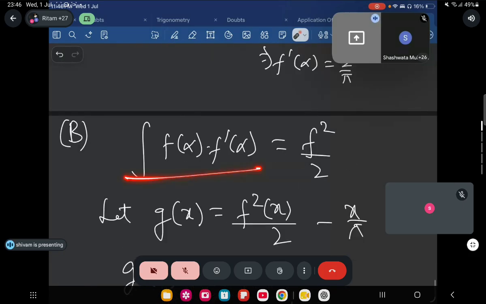When I integrated, what did I get? F square by 2. Tell me. Are you getting? Okay. So what function can we take? We can take g of x is equal to f square x by 2 minus x by pi. Right. Tell me. Are you getting?